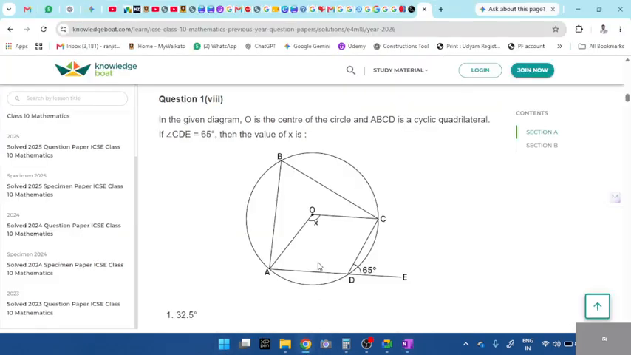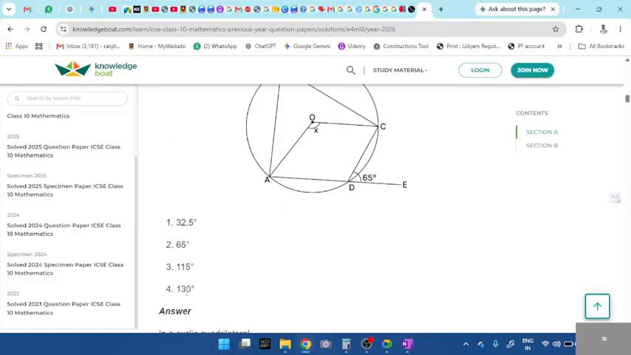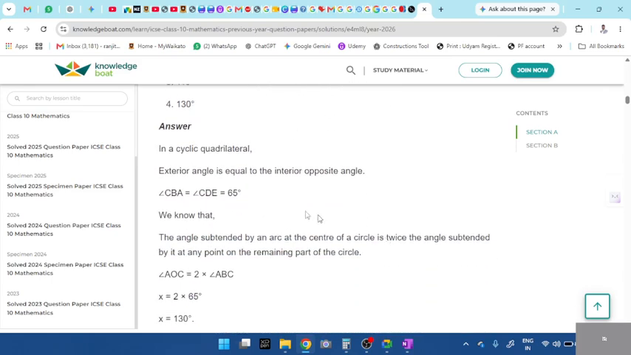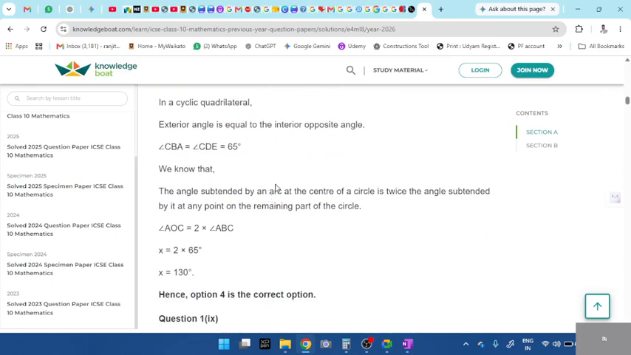130 is the option. It's just a one mark question. Option 4, students. Option 4. Shall we do the next one? See the explanation. Just go through the explanation once.